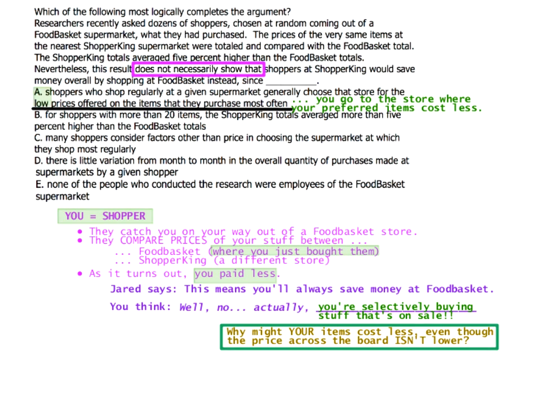The shoppers with more than 20 items: is this discrepancy the same way as they observed, or is it the other way? Yeah, this is the same direction. If you bought a whole ton of things, then the difference was even bigger, but it was the same way. So this is not going to show that it's actually the opposite. So B makes Jared sound like he's right, is the problem.